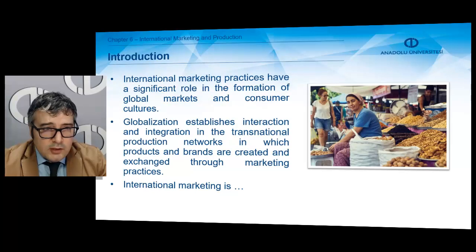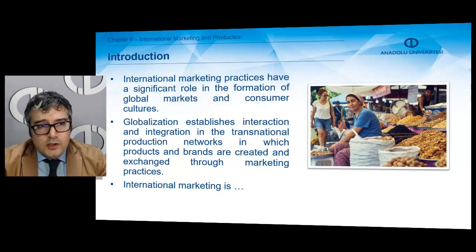First, international marketing practice has a significant role in the formation of global markets and consumer cultures. Globalization establishes an interaction and integration in the transnational production networks in which products and brands are created and exchanged through marketing practices. So, what is international marketing? International marketing is the marketing of goods, services, and information across political boundaries by using marketing elements like planning, promotion, pricing, and distributing and supporting the products in order to satisfy the needs of the foreign markets better than the competitors.